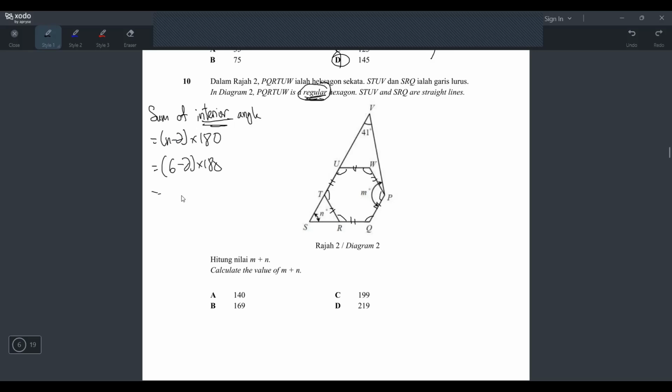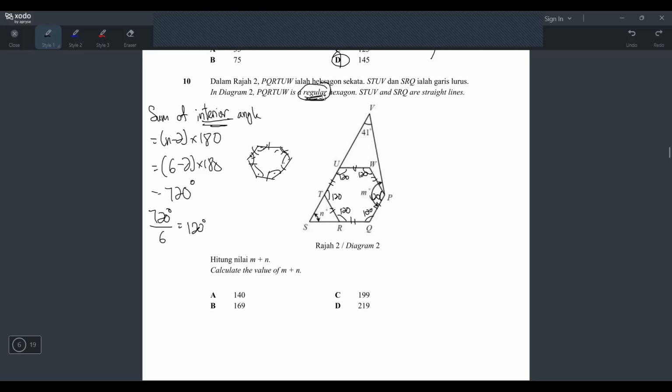So 720 is the what? It is the sum of interior angles. It means inside the regular hexagon, the sum of all is 720. But I can take the 720 divided by 6. Why can we divide? Because they mentioned the word regular. If they mention the word regular, it means all lengths are the same, and each angle is also the same. That's why you can divide by 6 to get 120. That's why all these angles are 120, 120, 120, 120. This one is 120, this one is 120, right?